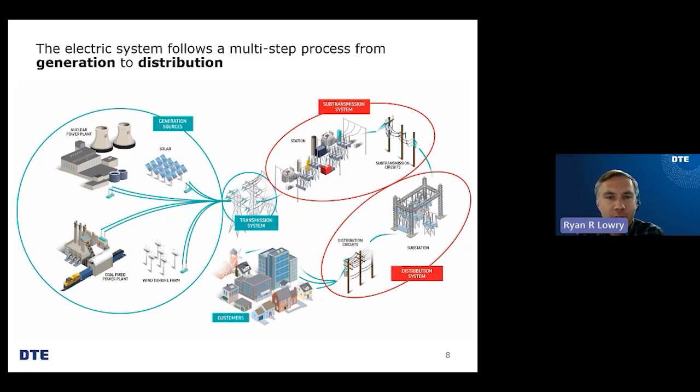Great. So as you saw, the energy system is comprised of three parts: generation, transmission, and distribution. Today we'll focus on generation, or how energy is made, and the distribution system, which is how energy is delivered to your homes and businesses. Sometimes the distribution system is referred to as the grid.